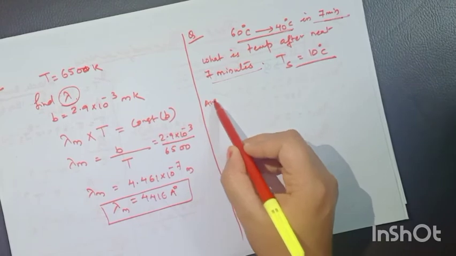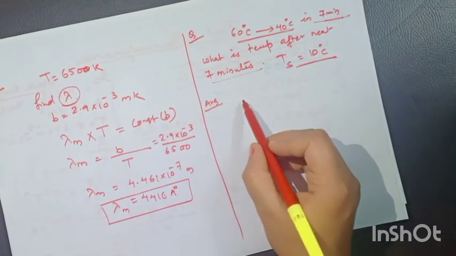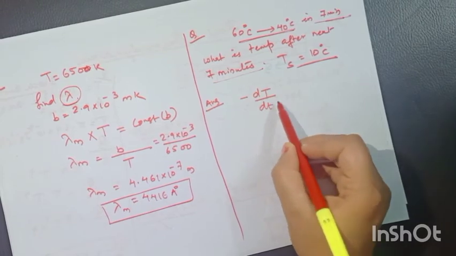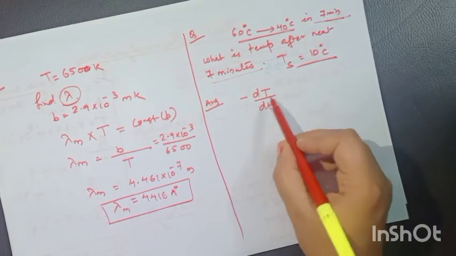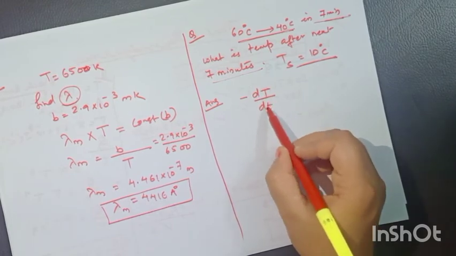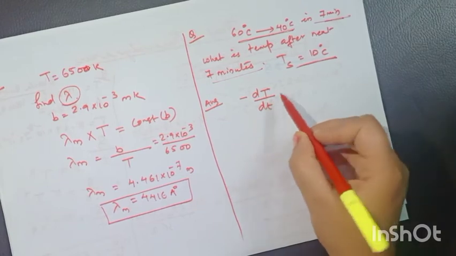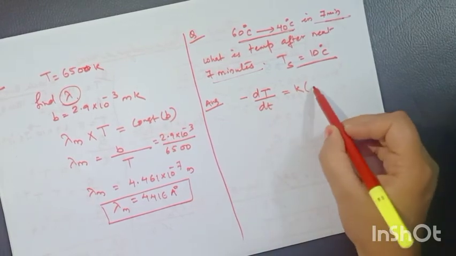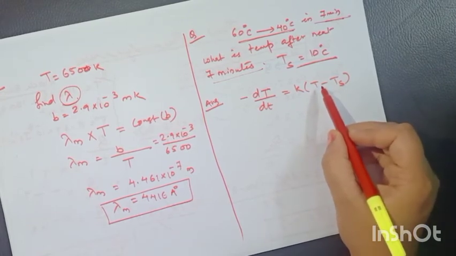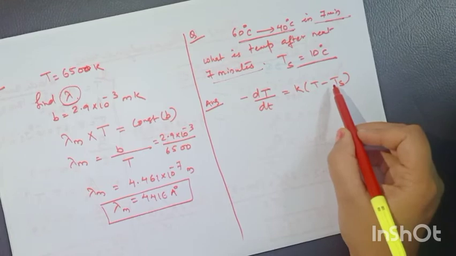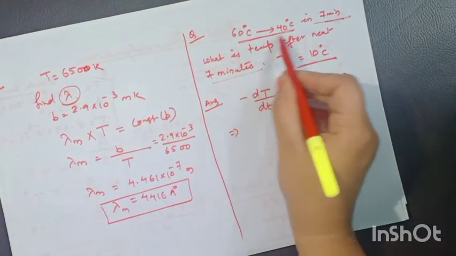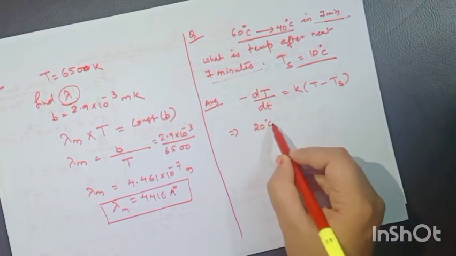For the first 7 minutes, the temperature of the body decreased. So we put Newton's law of cooling: the rate of cooling, minus dT by dt, where dT is the decrease in temperature and dt is the change in time, equals k(T minus Ts), where T is the average temperature of the body and Ts is the temperature of the surroundings. The decrease in temperature is 60 minus 40, that is 20 degrees Celsius.